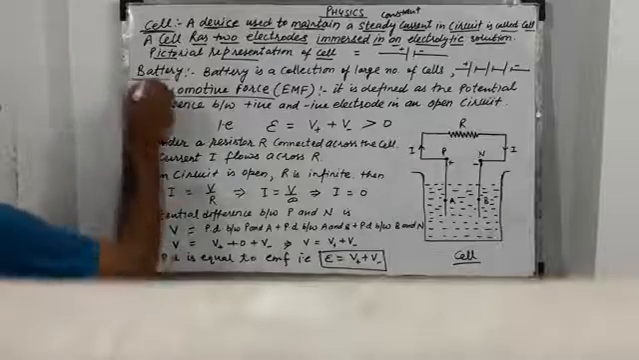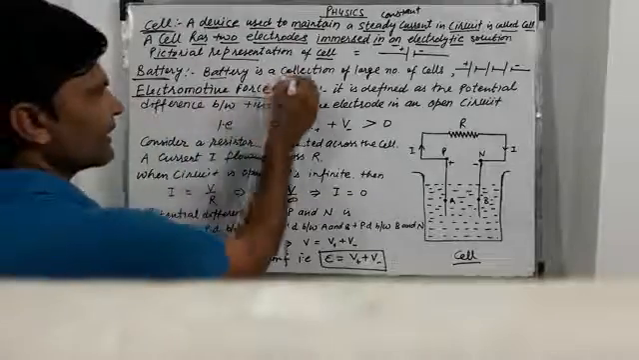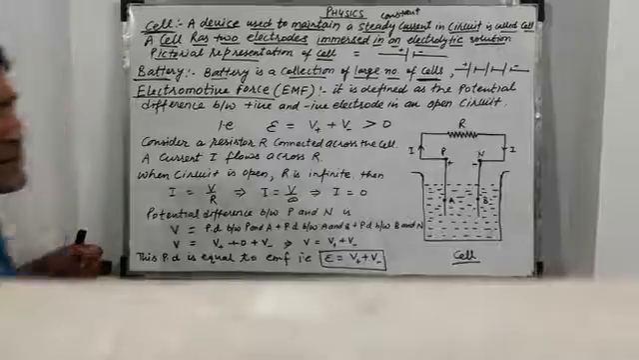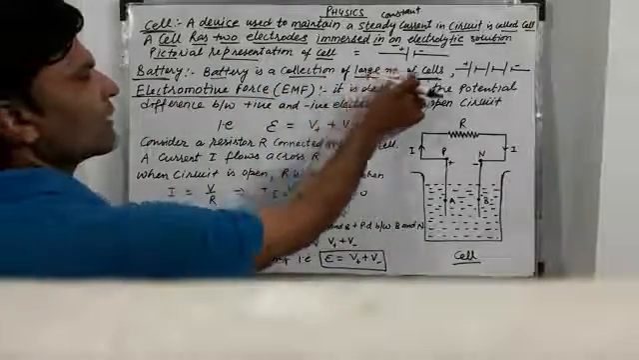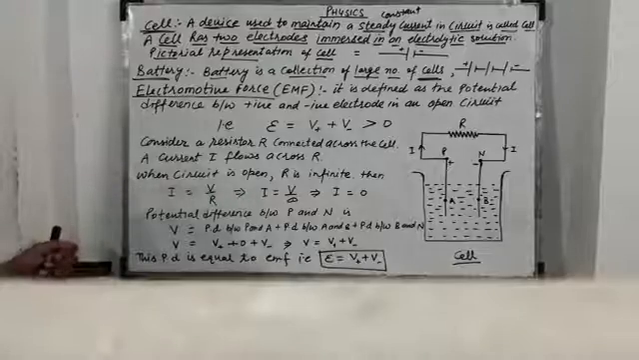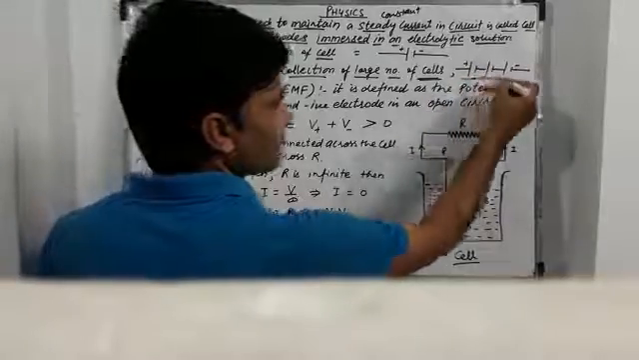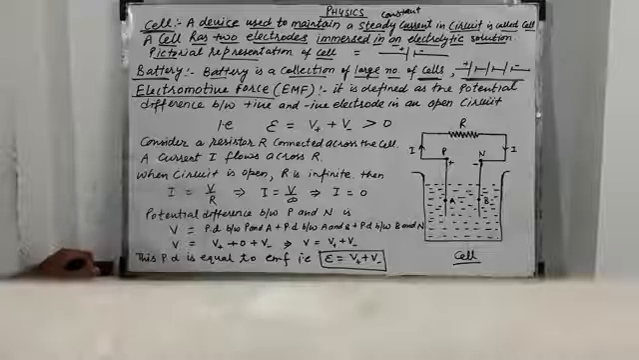Now the battery. A battery is a collection of a large number of cells. They may be connected in series or in parallel. The pictorial representation of a battery is like this.